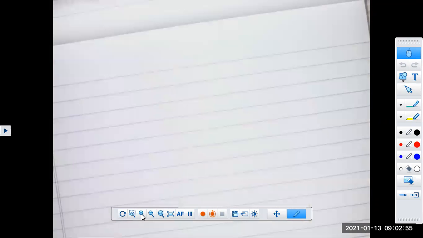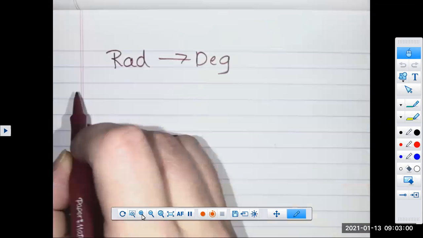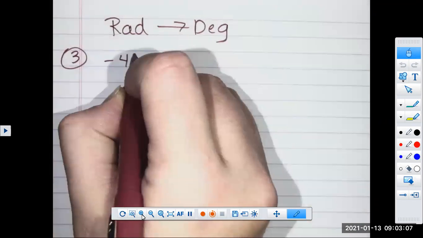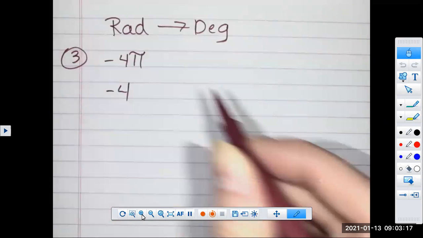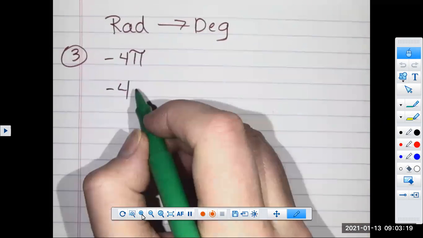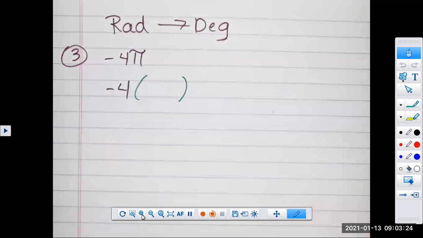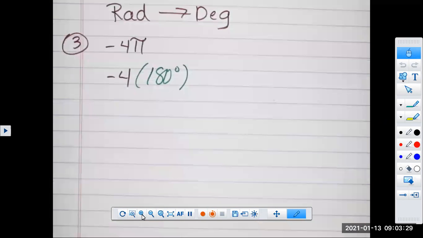All right, let's convert from radians to degrees. Okay, -4 pi. I told you that if you have pi and you're converting to degrees, all you have to do is plug in, pi is what in degrees? Good. All you have to do is plug in 180 if you have pi. So -4 times 180 is what?